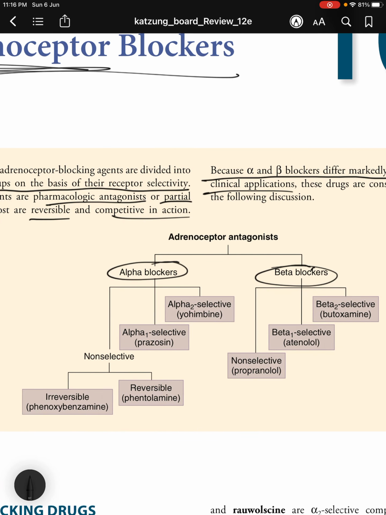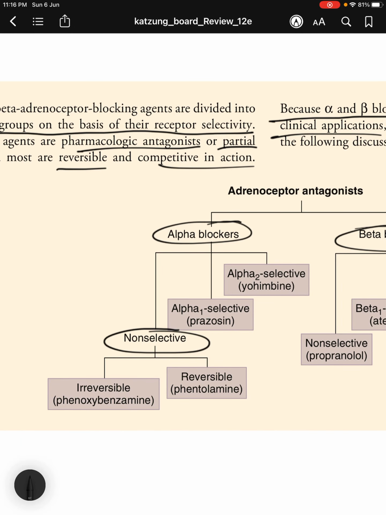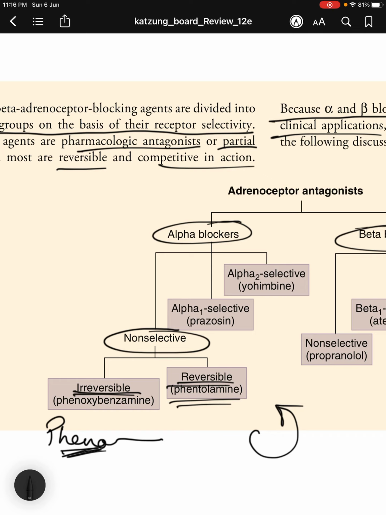Coming to the classification, alpha blockers, few are non-selective and the rest are selective. The non-selective ones, based on their competitive nature or reversibility, are classified into irreversible and reversible alpha blockers. Irreversible, we have phenoxybenzamine. Okay, there's an A sound, right? Phenoxy, irreversible. Reversible, we have phentolamine. Amine kind of sounds like "again," so again it can act, you can regenerate something like that. So again phentolamine.